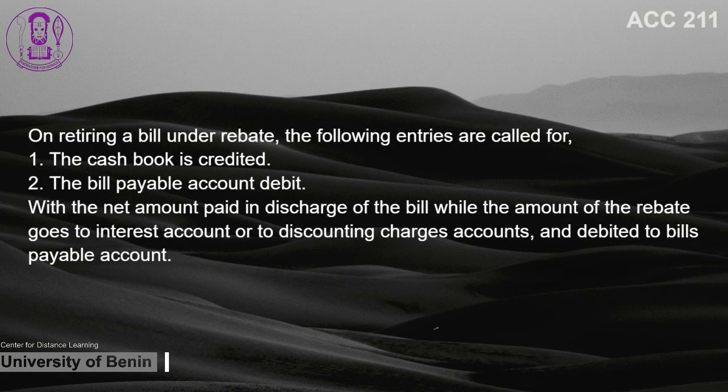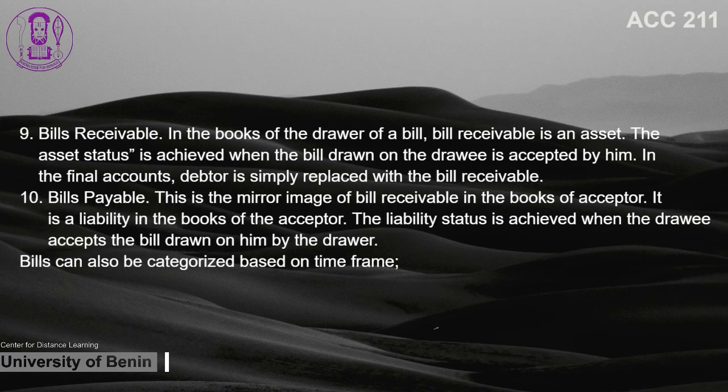On retiring a bill under rebate, the following entries are called for. 1. The cash book is credited. 2. The bills payable account is debited with the net amount paid in discharge of the bill, while the amount of the rebate goes to interest account or to discounting charges account, and is debited to bills payable account. 9. Bills receivable. In the books of the drawer, a bill receivable is an asset. The asset status is achieved when the bill drawn on the drawee is accepted by him. In the final accounts, the debtor is simply replaced with the bill receivable.